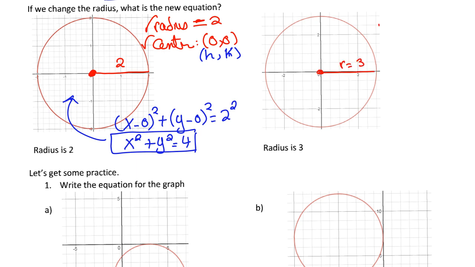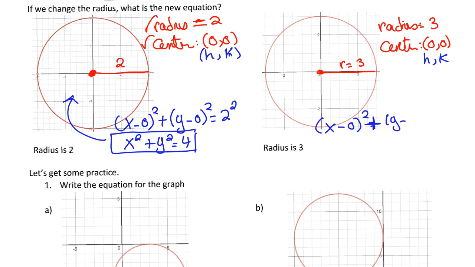And your center is still the same. Let's put down the information. The radius is equal to 3, but the center is (0, 0). So now I can write my equation. Again, this is your h, this is your k, so x minus 0 squared plus y minus 0 squared equal to r squared, which is 3 squared. Simplifying further, you will have x squared plus y squared equal to 9.